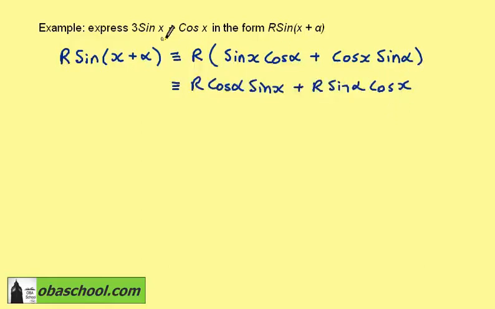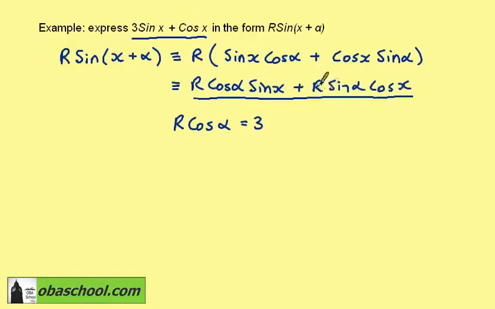If we then compare this expression with this expression, we can see the coefficient of sin x here is 3, and here it's r times cos alpha. It follows that r cos alpha must be equal to 3. Comparing the coefficient of cos x, we can see it's 1 here and r sin alpha here, so we must have that r sin alpha is equal to 1. We have here a pair of simultaneous equations which we can solve to find the values of r and alpha.